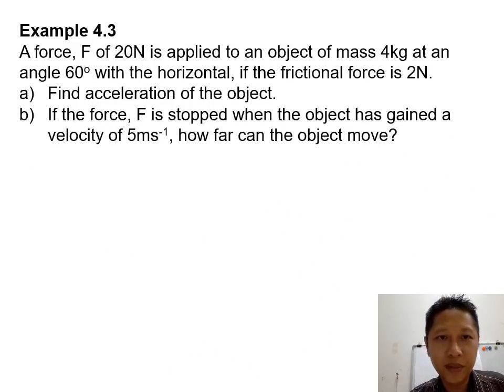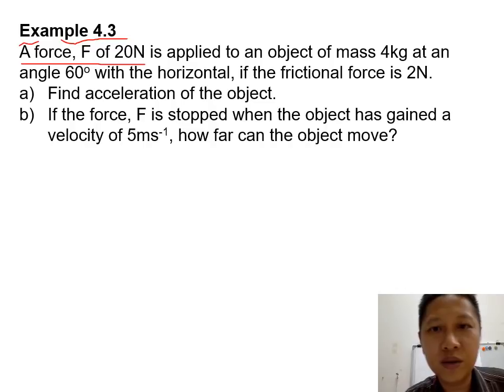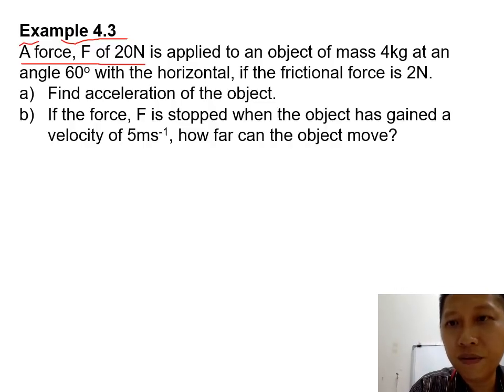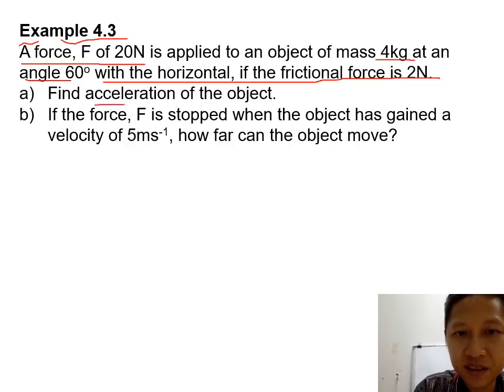Let's go to example 4.3. A force F equals 20 Newton is applied to an object of 4 kg mass at an angle of 60 degrees with the horizontal, and there is a friction force of 2 Newton. We want to find the acceleration of the object.